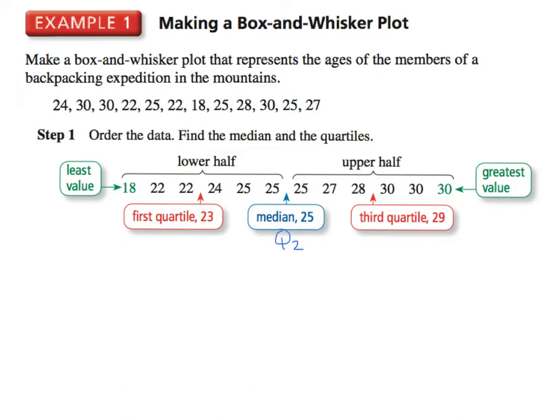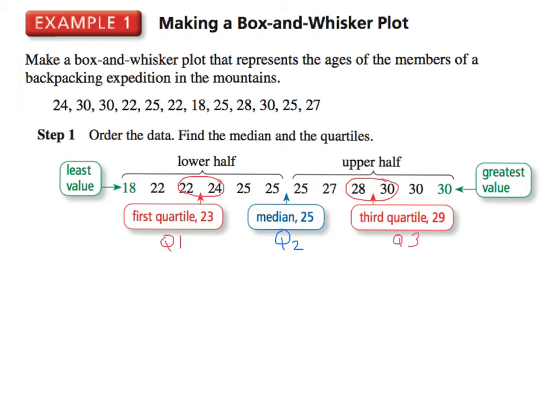From there, all of these numbers are the lower half. All of these numbers are the upper half. The least value is 18. The greatest value is 30. Now the first quartile, which is Q1, is the median of the lower half. For the upper half, 28 and 30, the average of that is 29, so that's quartile 3.